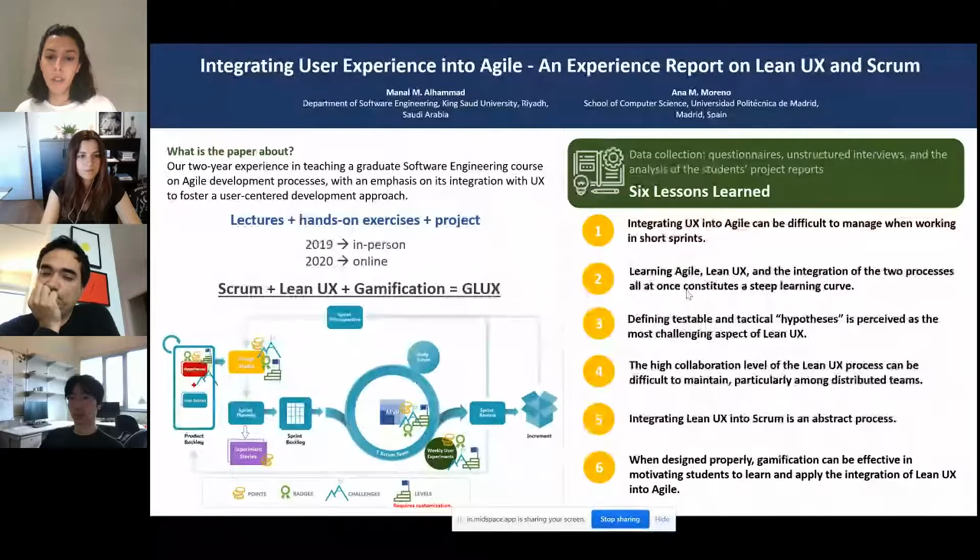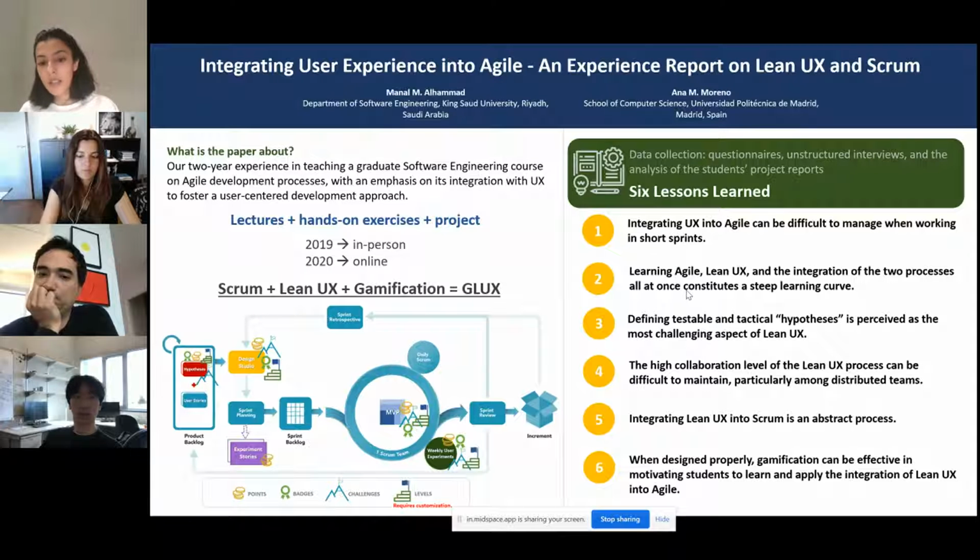be a part of this process or practice. The fifth lesson was that integrating Lean UX into Scrum is an abstract process. Because our students didn't have prior knowledge in Agile or Lean UX, they thought that the integration of the Lean UX process is abstract, meaning that there isn't a very strict or rigid way to do the integration. What we did is encourage them to be creative and innovative, because we reminded them that following an Agile process is not rigid and you have to be flexible and adaptable.